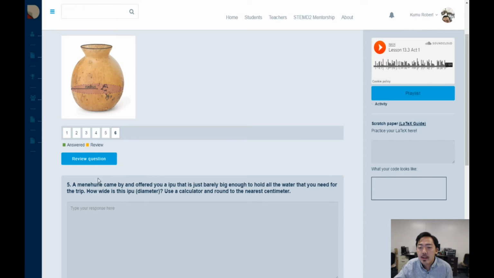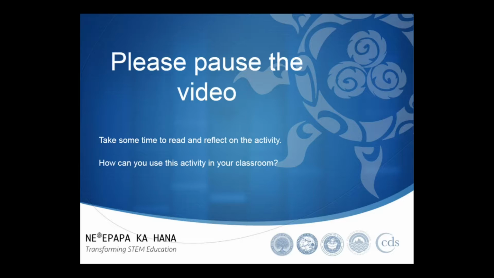Now we have a menehune, which is a mythical being in Hawaiian mythology. The menehune came by and offered an ipu that's big enough to carry everyone's water. In this question, we ask for the diameter of this ipu. So we start off with the volume and we work backwards to get the diameter.